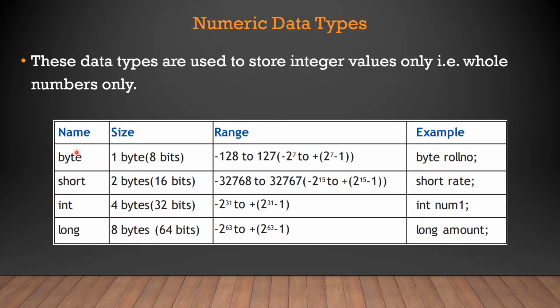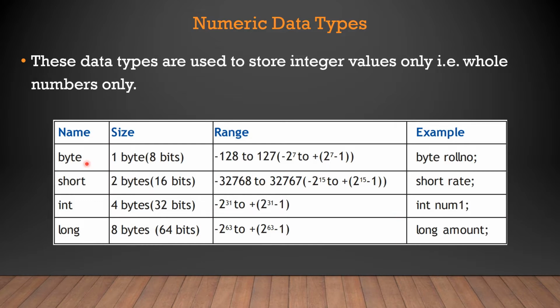Here various types of numeric data types are given: byte, short, int, long. These are basically according to the size. The size of byte is 8 bits, short is 2 bytes means 16 bits, int 4 bytes, long 8 bytes. These are the sizes of various numeric data types, and this is the range, and these are the given examples.